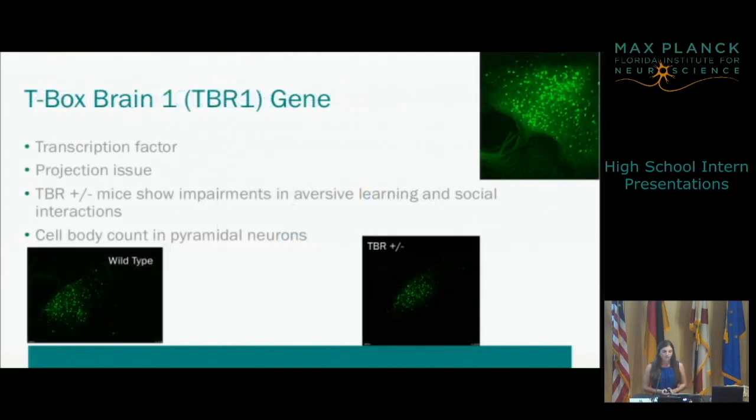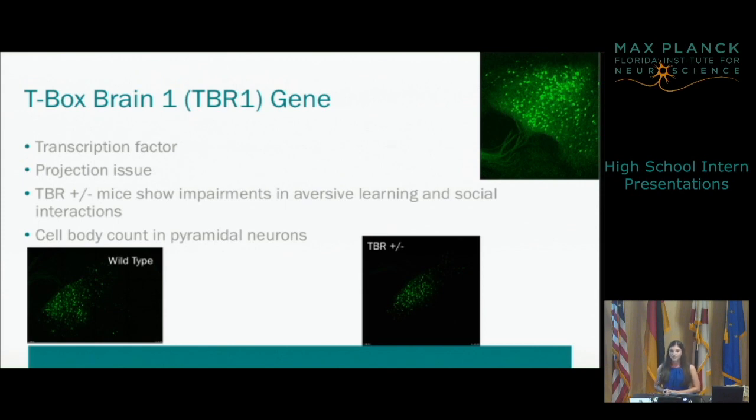The next part of my project was looking at the T-box brain 1, or TBR1 gene. This gene is a transcription factor, so it is responsible for turning on and off other genes. When this gene is knocked out, the resulting structural issue is a projection issue. By projection, I mean the axonal projections you can see here, which is how the cell sends out its outputs. The behavioral phenotype observed is that the TBR plus-minus mice show impairments in aversive learning and social interactions. That again is an ASD-like phenotype.